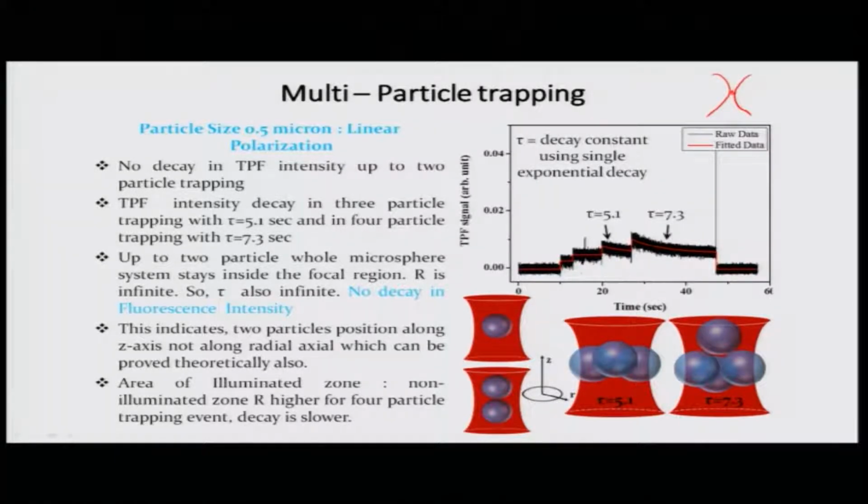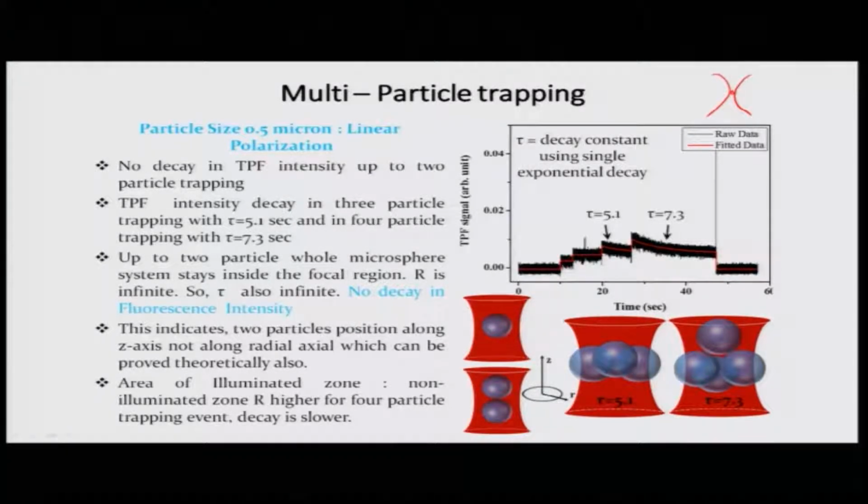as the particle size is increasing because of aggregation, we also see the same effect, that there is a decay in the multiple particles fluorescence, and this is our observation in terms of linear polarization of light first used: no decay in the TPF signal up to 2 particle trapping, TPF intensity decay in 3 particles with some time scale and 4 particles with another time scale of decay. Up to 2 particles, the whole microsphere system stays within the focal region, so there is no decay seen.